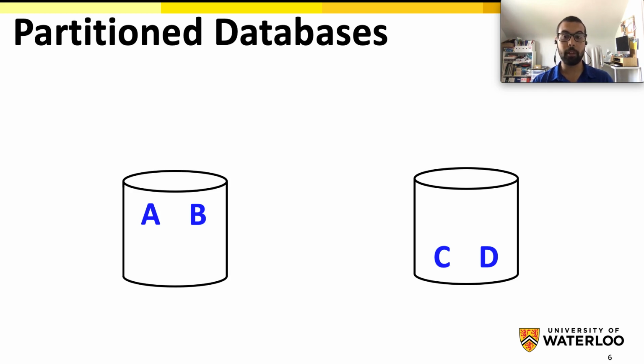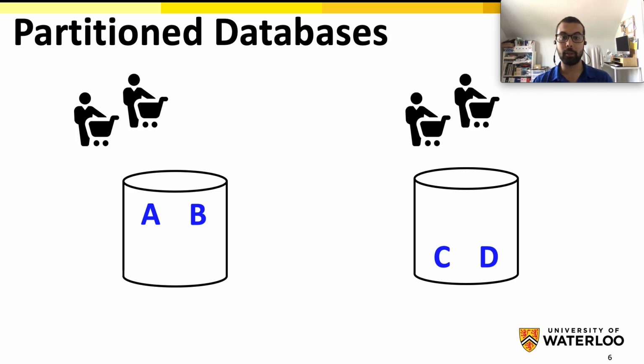In this example, operations accessing A and B go to the first node, while operations accessing C and D go to the second node. This approach avoids the bottleneck site problem we have seen, because both update and read requests are effectively distributed among sites.